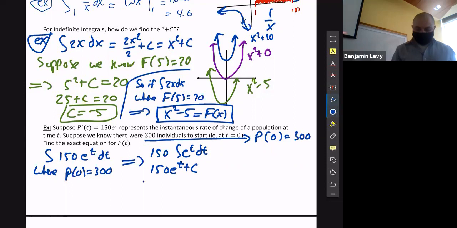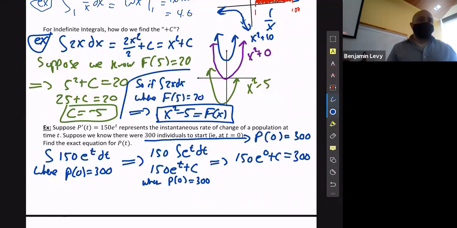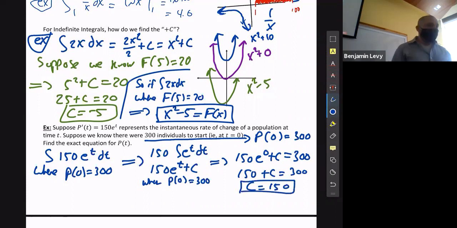But we know that when we plug in 0, we should get 300. And so that lets us find out C. Right, so I know that when I plug in 0, I should get 300 out. E to the 0 just goes away. C is 150. And so we started out with the derivative, but then we got the actual function.